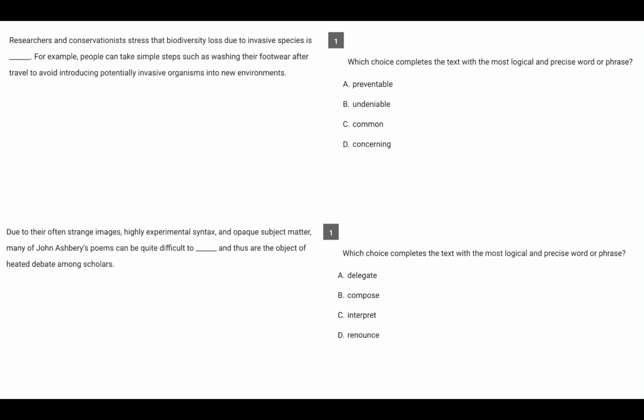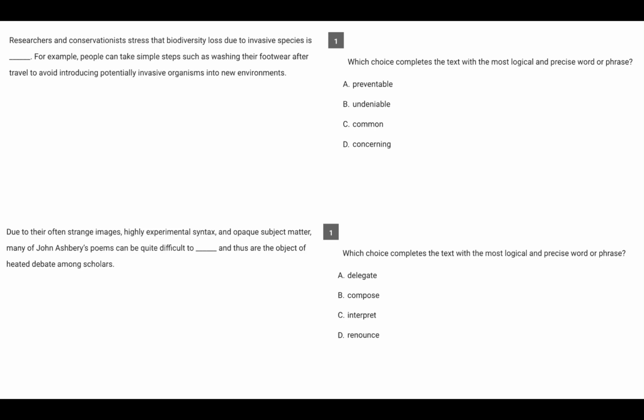Because, as I said, the example is an example for the statement which is made before that. For example, people can take simple steps, such as washing their footwear after travel, to avoid introducing potentially invasive organisms into new environments. Okay, avoid introducing. So, in the first part, they're making a claim. Biodiversity loss is something. And then they're giving us an example. People can take simple steps such as washing their footwear after travel to avoid introducing potentially invasive organisms into new environments. What is the example doing in the second sentence?